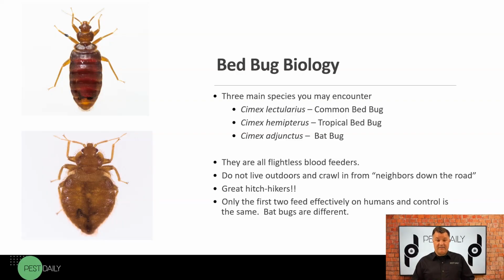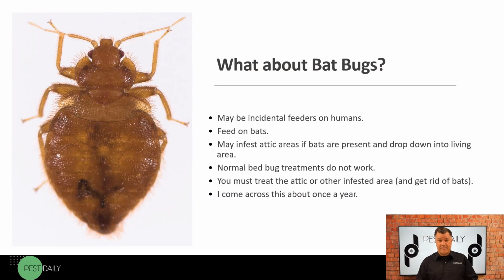But to go over all these, they are all flightless blood feeders. So they're great hitchhikers. They're going to come in on a person that brings a package or maybe even something that just got shipped, or you go somewhere else and bring something in. So that is going to be the difficult part about controlling these. As we said before, the first 2 are the ones that are going to mainly feed on people. Bat bugs, of course, are feeding on bats. They can incidentally bite people, but they're not going to be using humans as their main hosts. That's the good news.